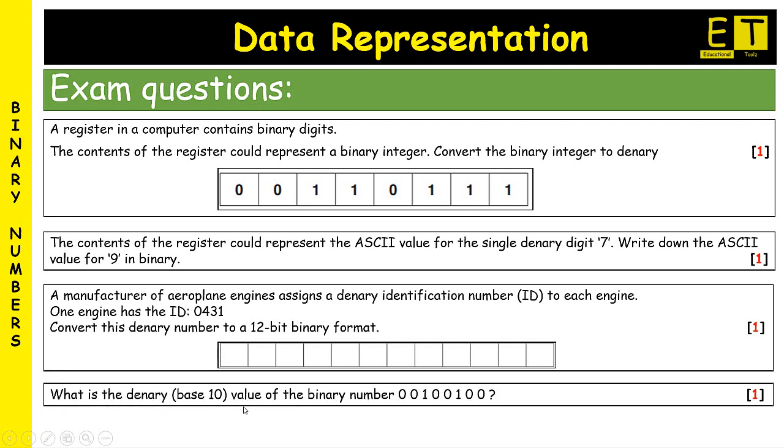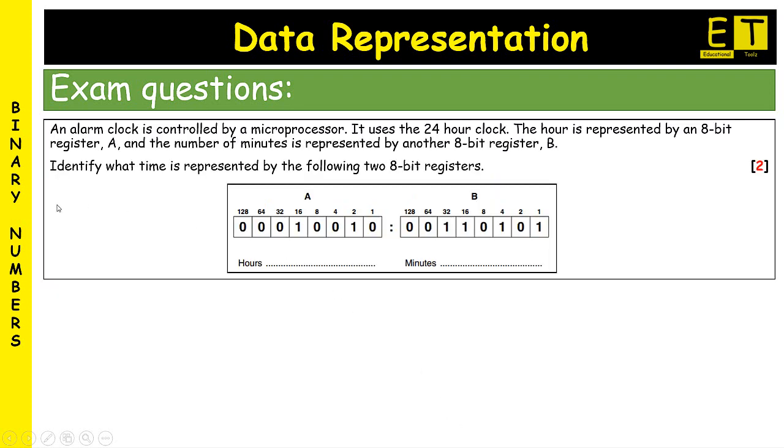What is the denary base 10 value of the binary number 00100100? An alarm clock is controlled by a microprocessor. It uses the 24-hour clock. The hour is represented by an 8-bit register, A, and the number of minutes is represented by another 8-bit register, B.